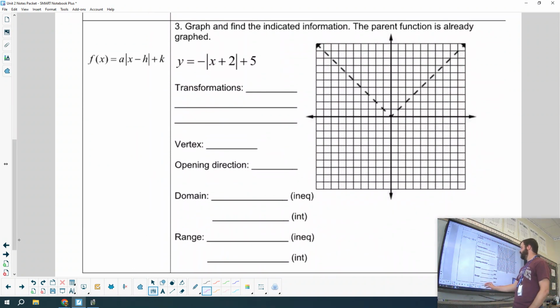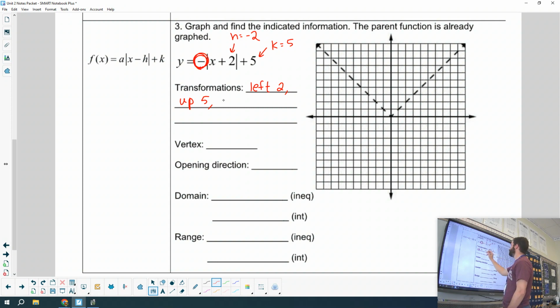Okay? Let's take a look at another one. This one has a negative in front. So what is that going to mean? We'll see in a second. So first off, my h is -2, because remember your h is a liar. And then my k is 5. So what transformations are we going to have? Well, we're going to go to the left 2. We're going to go up 5. And since I have a negative in front, we're going to have a vertical reflection.